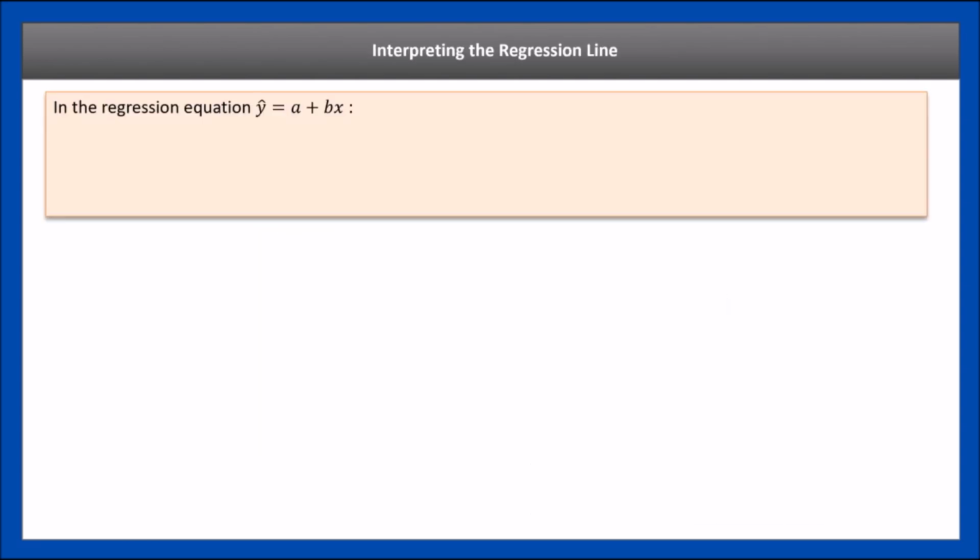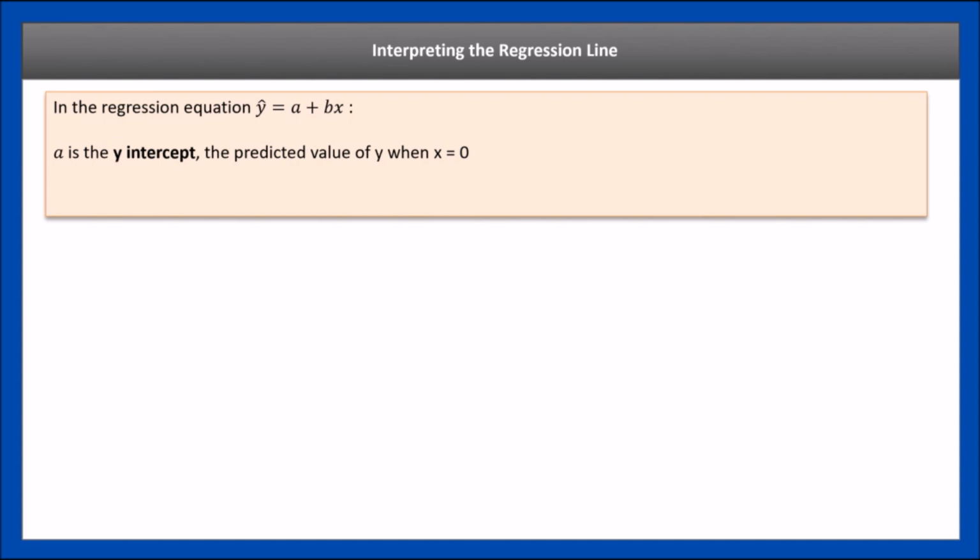All right, so now we're going to talk about interpreting the regression line. We know that the regression equation is y hat equals a plus bx. And remember that a is the y-intercept and b is the slope. So we're going to talk about the y-intercept first. So a, the y-intercept. Remember in algebra, the y-intercept is when x is equal to 0. So it's where traditionally you would cross the y-axis, right? And so that's when x equals 0.